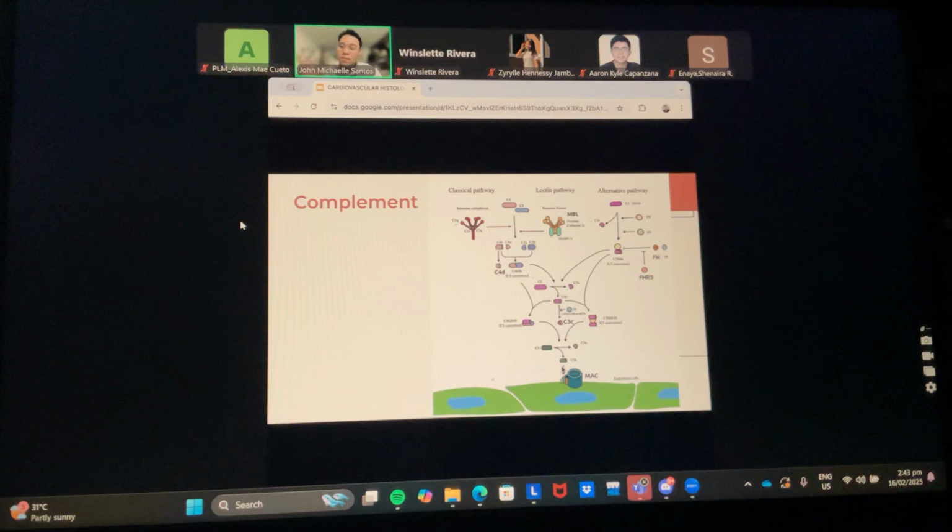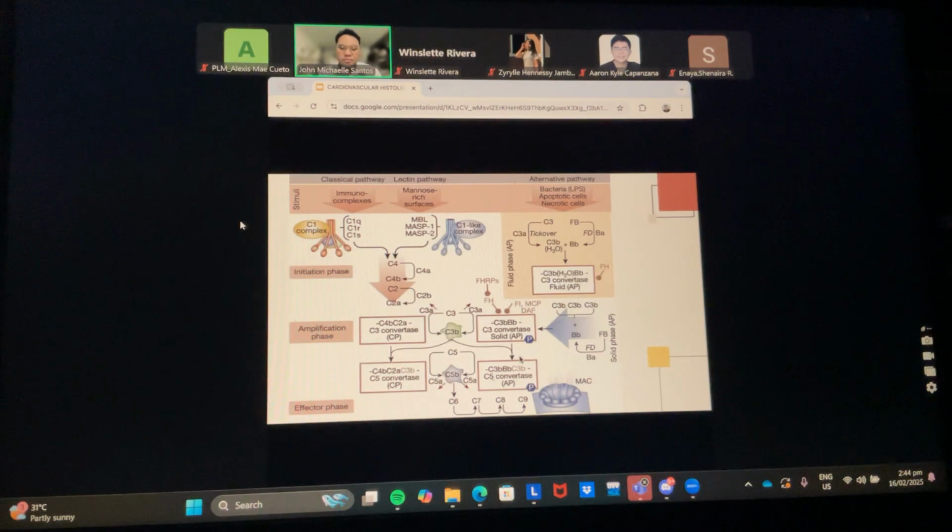C5b, and then 5, 6, 7, 8, 9 combine so that you now have a membrane attack complex. Again, this is just another picture showing your membrane attack complex.